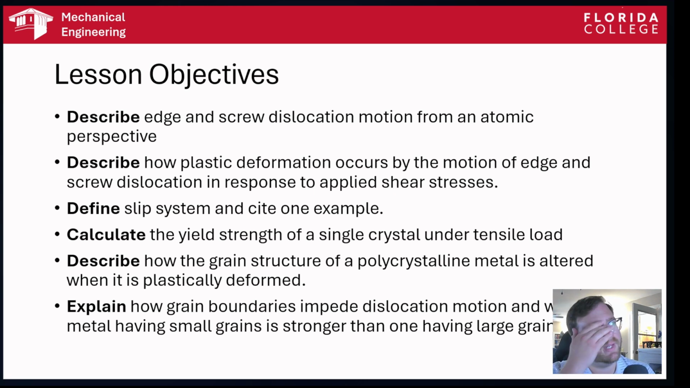Okay, lesson objectives for today. We're going to describe edge and screw dislocation motion from an atomic perspective. We're going to describe how plastic deformation occurs by the motion of edge and screw dislocation in response to applied shear stresses. We're going to define slip system and cite an example of a slip system. We're going to calculate the yield strength of a single crystal under a tensile load. Describe how the grain structure of a polycrystalline material is altered when it is plastically deformed. And we're going to explain how grain boundaries impede dislocation motion and why a metal having small grains is stronger than one having large grains.